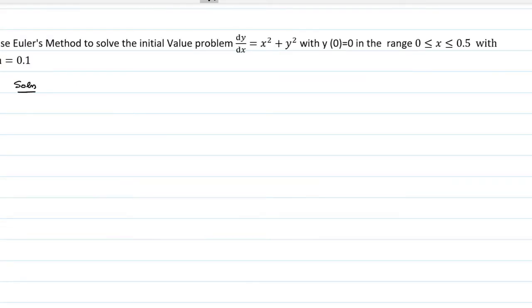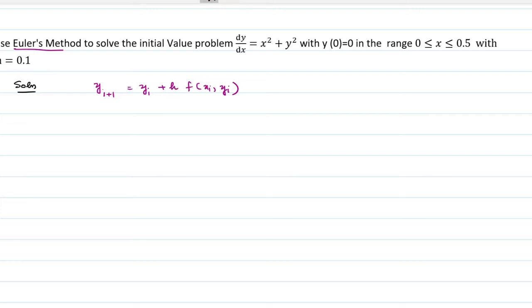Consider the problem. Use Euler's method to solve the initial value problem dy by dx is equal to x square plus y square with y of 0 is equal to 0 in the range 0 less than or equal to x less than or equal to 0.5 with h is equal to 0.1. From the question it is given that you have to use which method? Euler's method. For Euler's method, the formula is given by y i plus 1 is equal to y i plus h into f of x i, y i. This is the formula.